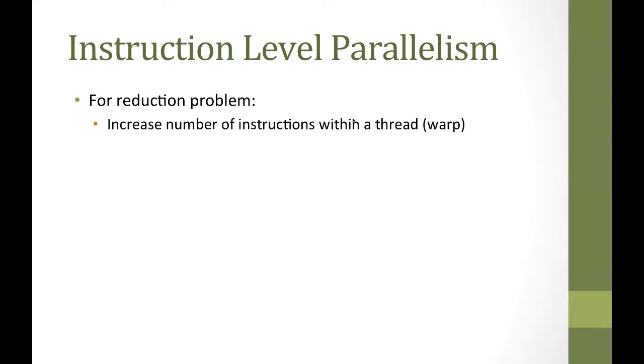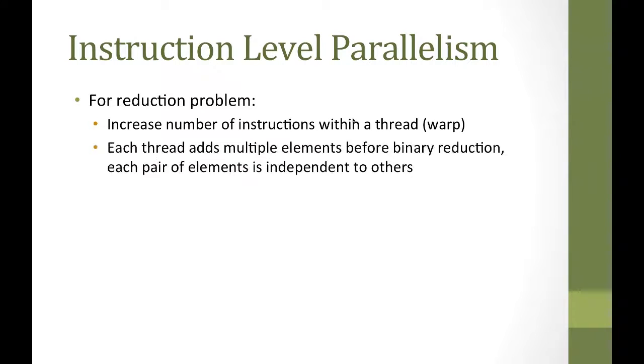Okay, so for our reduction problem, we increase the number of instructions within the thread, or within the warp actually, but for the programmer, we increase the instruction within the warp. We can do it like this. Previously, one thread loaded one element to shared memory, or used the shuffle, it doesn't matter, but one thread only calculates two elements, a pair of elements.